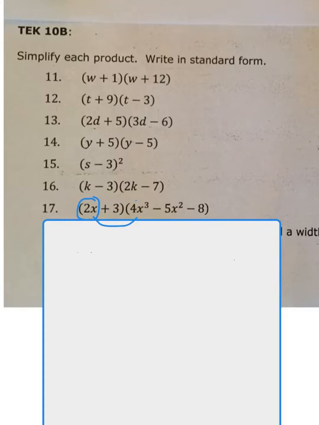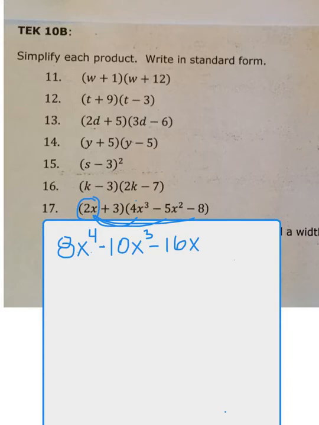times 4x cubed. So 2 times 4 is 8, and x times x cubed is x to the 4th. Now I'm going to go back to 2x times negative 5x squared. So 2 times negative 5 is negative 10, and x times x squared is x to the 3rd power. Now 2x times negative 8. So 2 times negative 8 is negative 16, and I just have 1x. So I have multiplied 2x times everything in that second term.